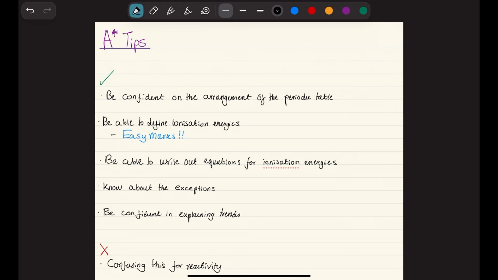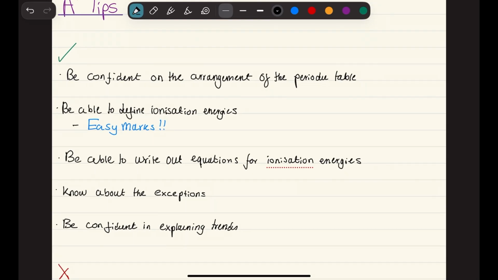Okay, and it's time to wrap it up. So we're going to end with our A-star tips. Just be confident on the arrangement of the periodic table. It's not typically a question that you would expect to get. I know there's one past paper that you might end up seeing. There's a lot of questions about the periodic table, but I think it's relatively easy marks compared to everything else you're expected to learn. So just be very confident with it.